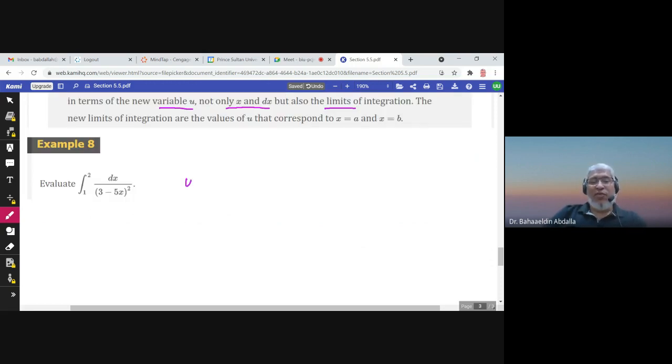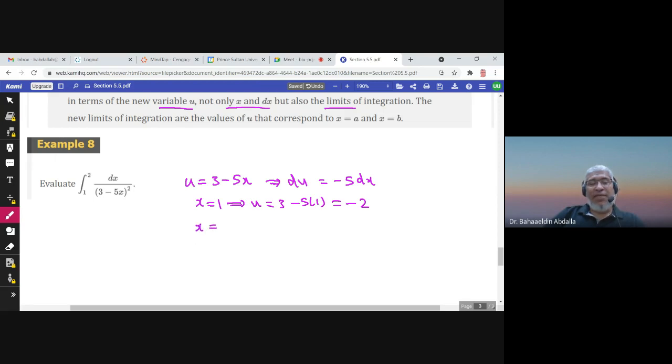So first I think of u. Well, I'll take u, the inside function, which is 3 minus 5x. Now let me find du. du would be the derivative of this, which is negative 5 dx. Something else I need to find: if x is 1, what would be u? Well, u would be 3 minus 5 times 1, which is 3 minus 5, which is negative 2.